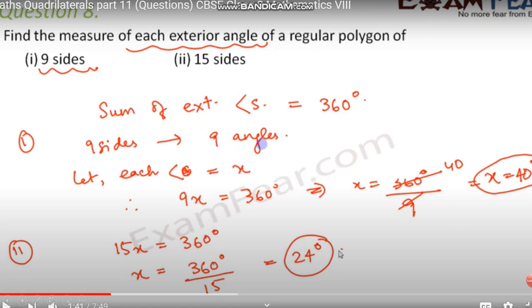So 9 sides is equal to 9 angles. Let each angle be equal to x. Then 9x is equal to 360 degrees. We get x is equal to 360 divided by 9, so x is equal to 40 degrees.